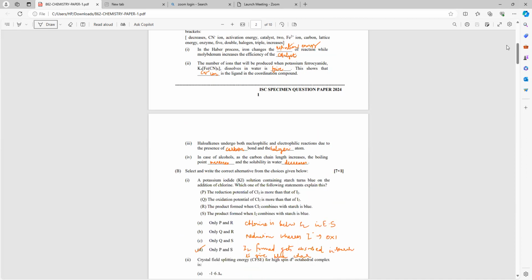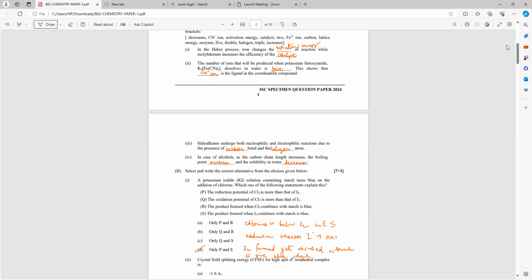Your third fill in the blank says, haloalkanes undergo both nucleophilic and electrophilic reactions due to the presence of the carbon-halogen bond. In case of alcohols, as the carbon chain length increases, the boiling point increases and the solubility in water decreases.